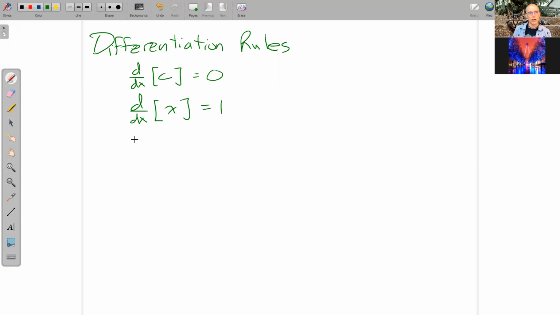Then we have some more generic ones, like the derivative with respect to x of c times whatever is equal to, we can pull that constant out, c times the derivative of that function. And the derivative is often abbreviated as f prime of x, right? So two kinds of notation we have to get used to.